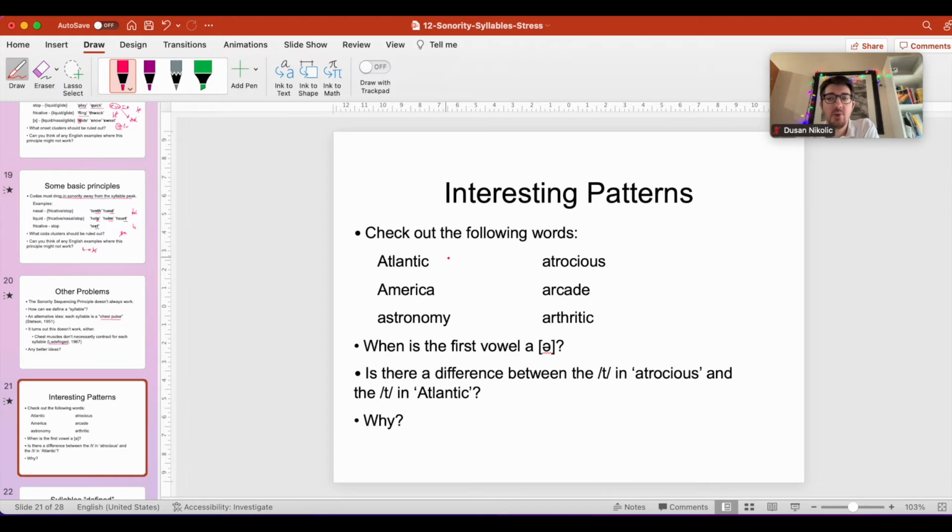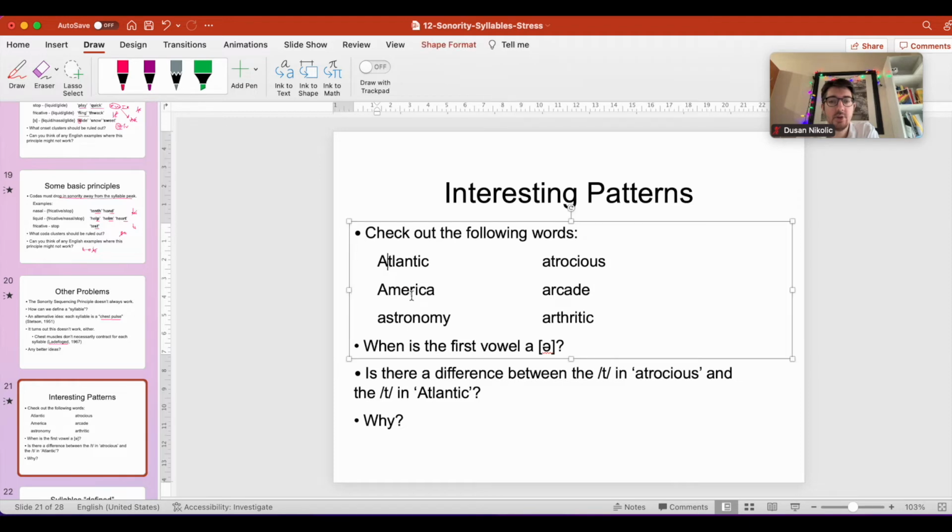Check out the following words. These are examples from Linguistics 201, or something that you can encounter in 201. And those are quite difficult for students usually, but let's break them apart, right? So you have 6 words here: Atlantic, America, astronomy, atrocious, arcade, arthritic.